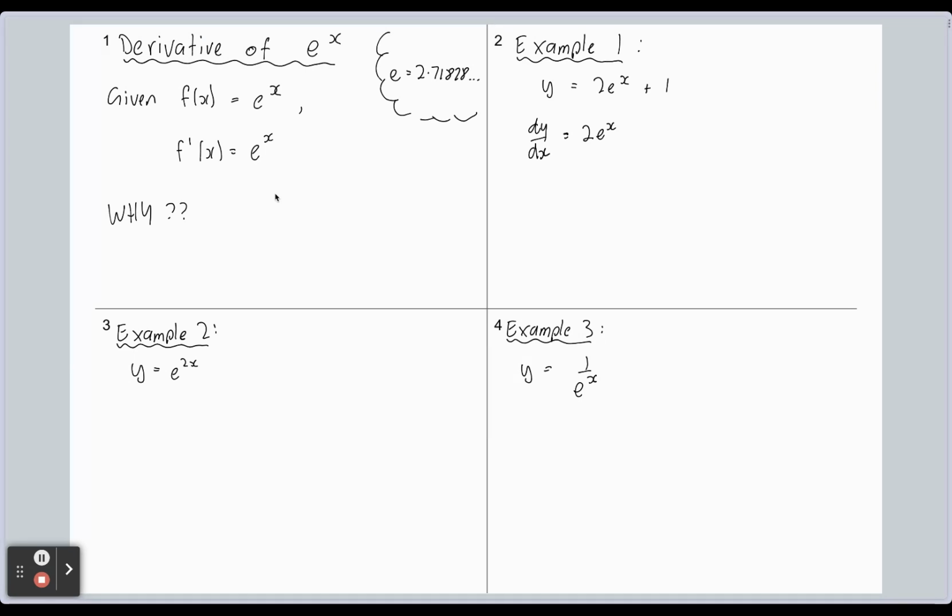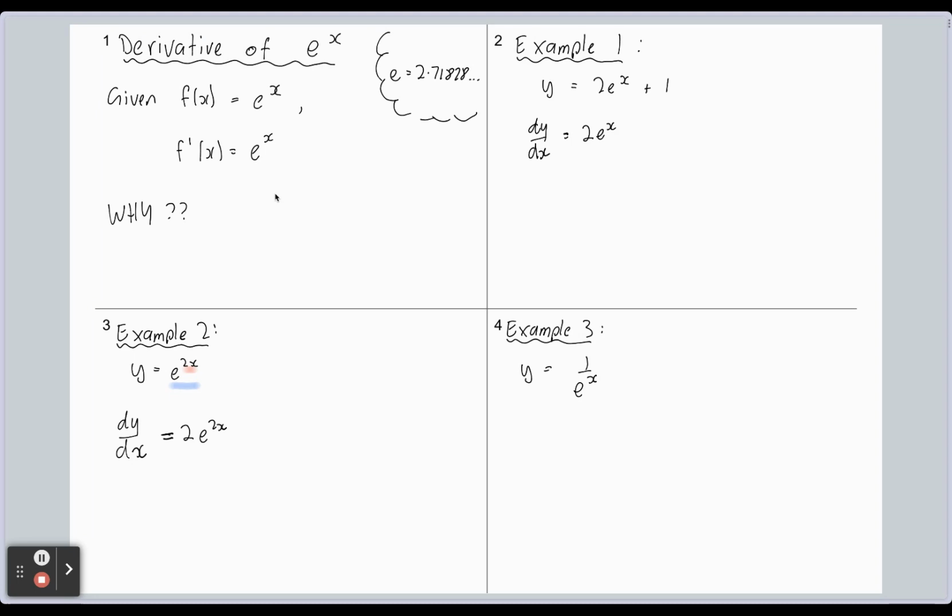Example 2, y equals e to the 2x. Now already we're getting into territory where we're going to have to use the chain rule. So the chain rule, remember, is inside out. So the inside function is 2x, and the outside function is e to the 2x, beg your pardon. So if I work out the derivative, then dy by dx is equal to, the derivative of the inside, 2x, which is 2. And then the derivative of the whole function, which is e to the 2x. So it's 2e to the 2x, and we're done there.